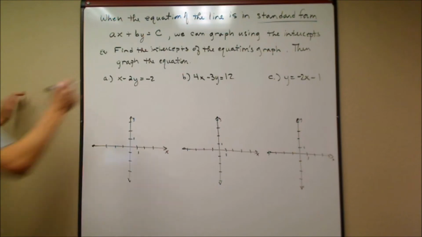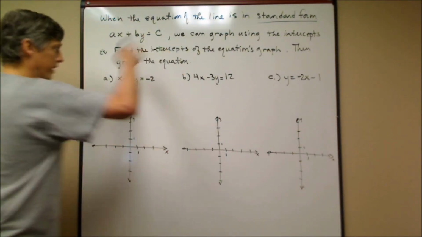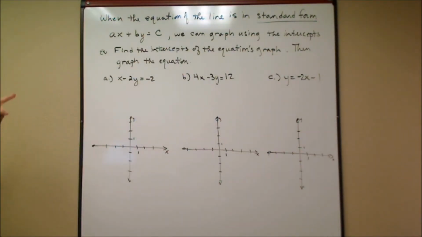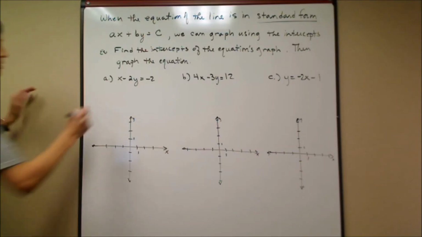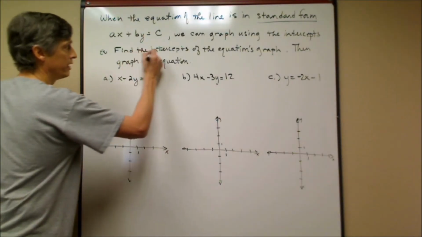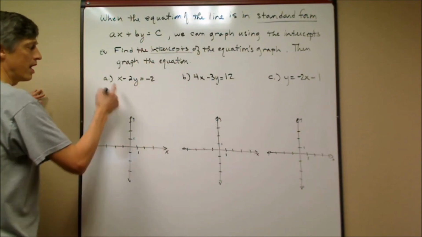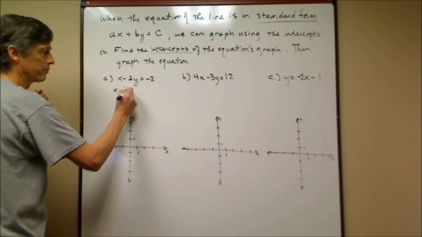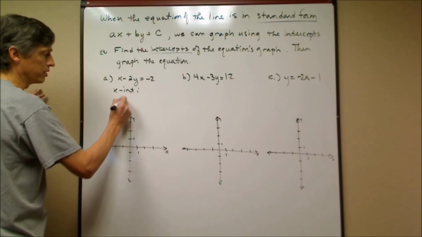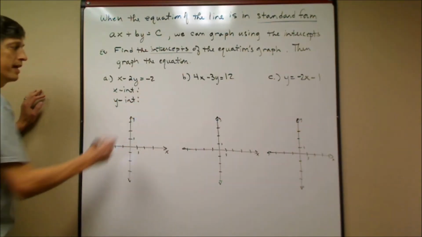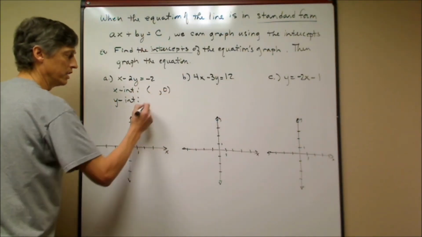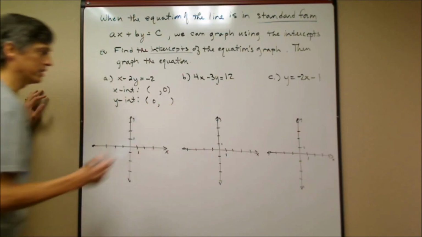Now remember, I wrote this down previously. To find the x-intercept, you set y equal to 0. To find the y-intercept, you set x equal to 0. So if I want to find the intercepts and then graph, I'm going to find the x-intercept and the y-intercept. The x-intercept is when the y is 0. The y-intercept is when the x is 0.